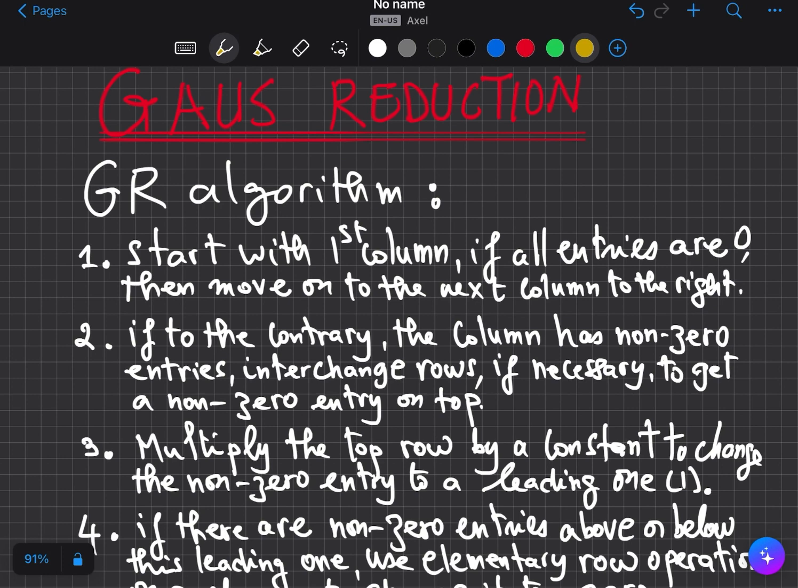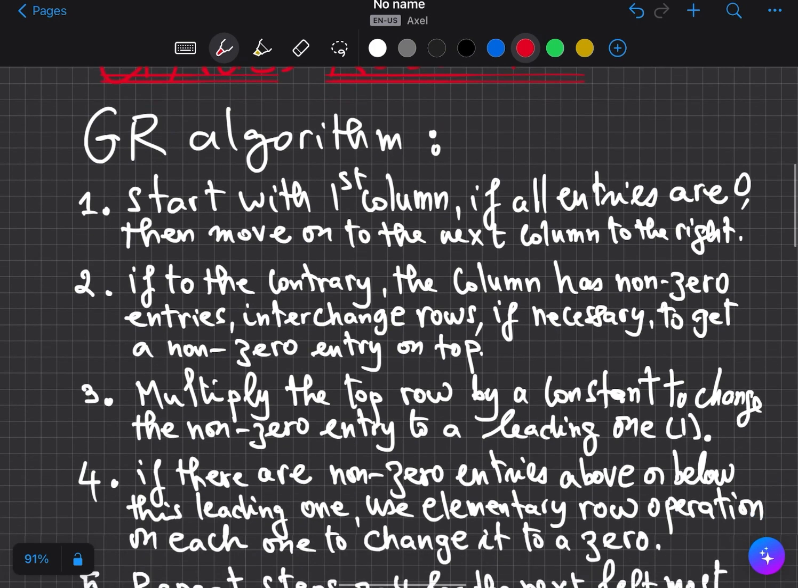In this video, we will show you how you can apply the Gauss reduction method. Now, the Gauss-Jordan reduction algorithm is presented as below. The first step is you should start with the first column. If all entries are 0, then move to the next column to the right.